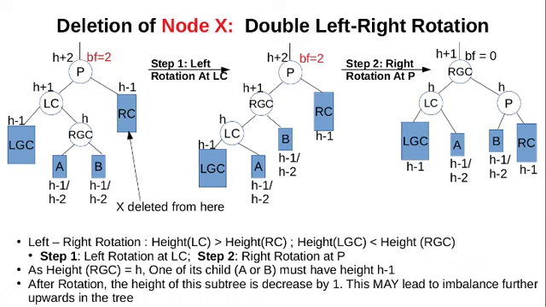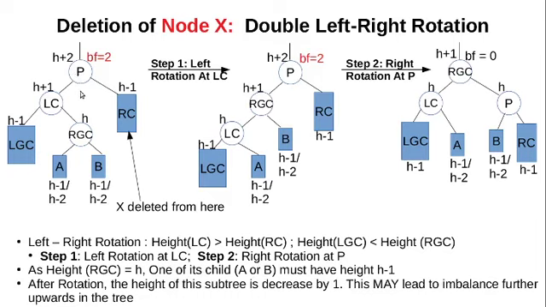Let the height of LC be h+1. As the balance factor of P is +2, the height of RC is required to be h-1. Further, the height of P is 1 plus the maximum of h+1 and h-1. So the height of P is h+2.